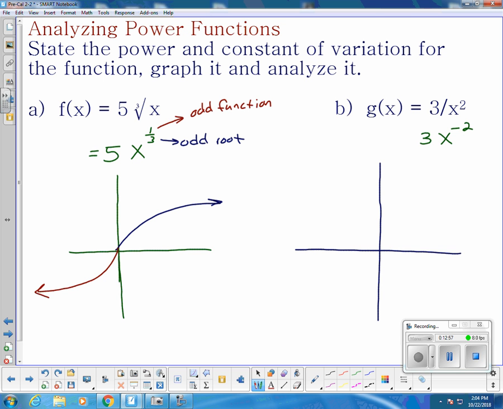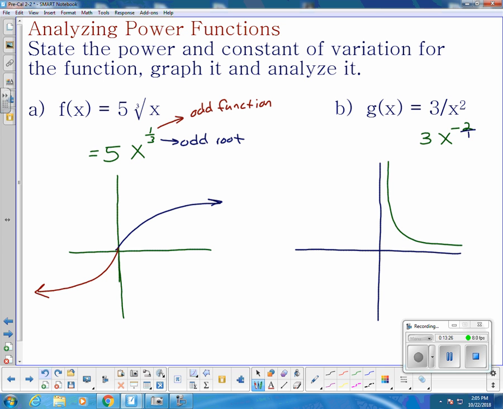If I have a negative exponent, what does that mean for my graph? Does it look like this? A, B, or C? C. It's that branch. It has asymptotes. The x is in the denominator. That tells me there's asymptotes. I can't touch the x or the y-axis. Okay?